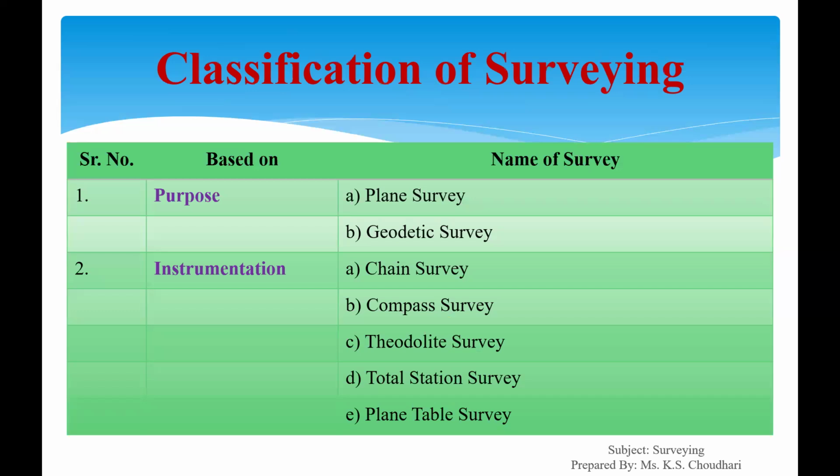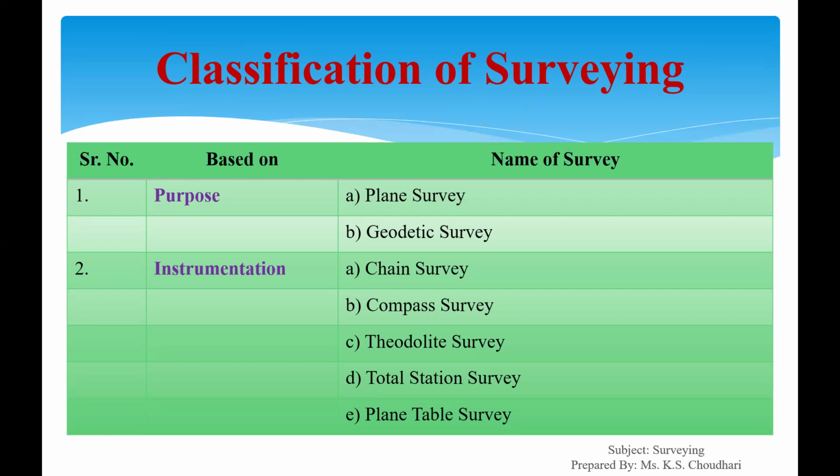Now, the classifications of survey. We can classify the survey according to its uses. We will have a look at it one by one. Number 1. Based upon its purpose. There are two types of survey, that is plane surveying and geodetic survey. All the details of plane survey and geodetic survey we will see later.